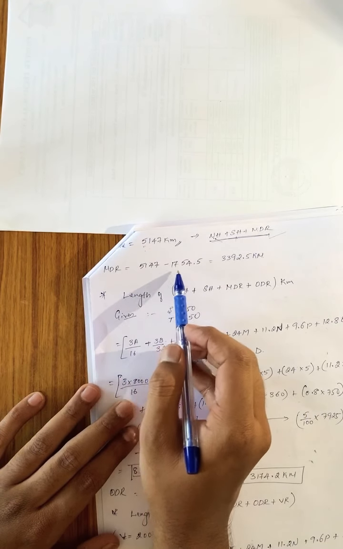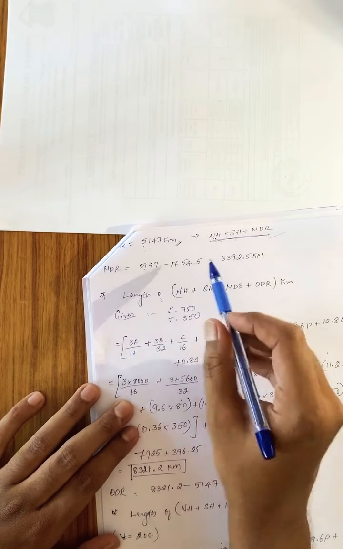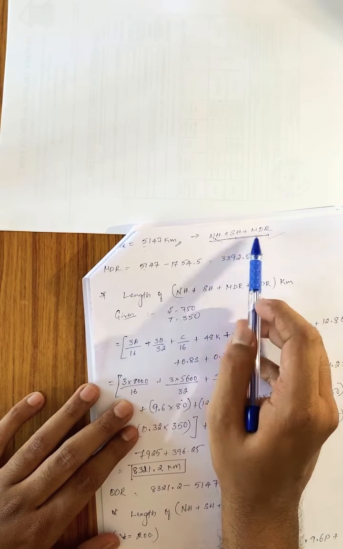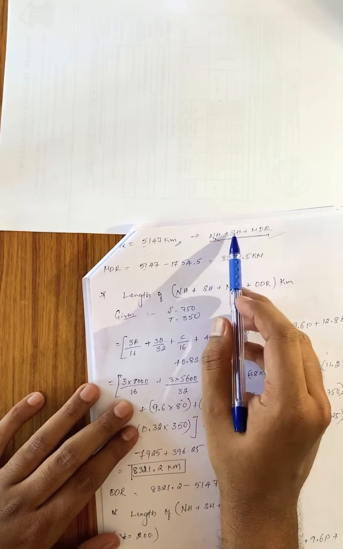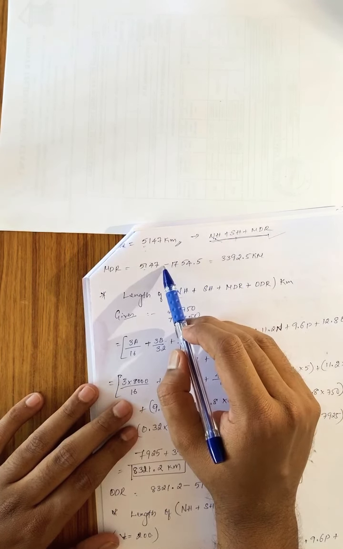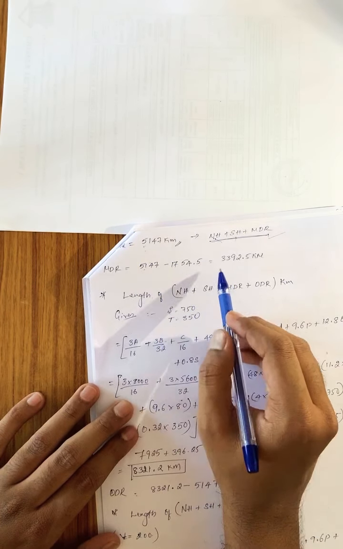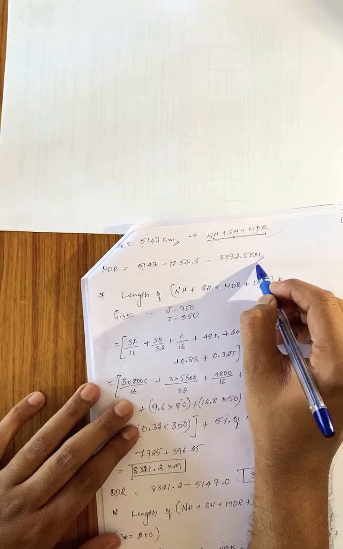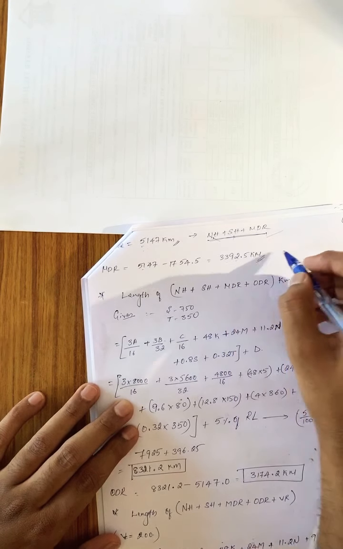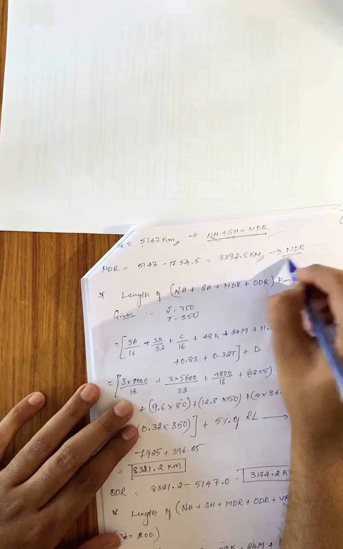So in that we have to minus the 5147 kilometers, including the national highway, state highway and the major district road. So we have to minus the national highways and the state highways. By adding both the national highways and the state highways, we are subtracting from the total length of 5147 kilometers. So ultimately we will get the answer of 3392.5 kilometers. This is the length of the major district road.